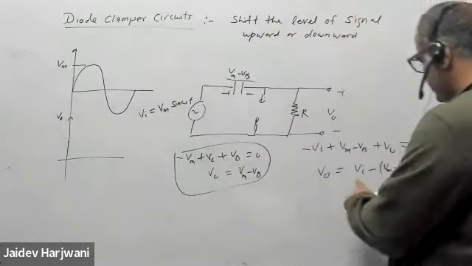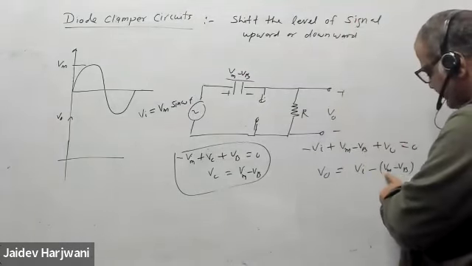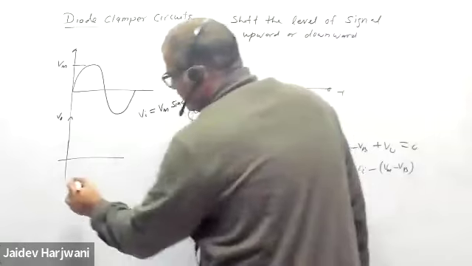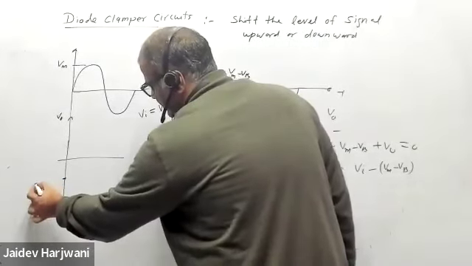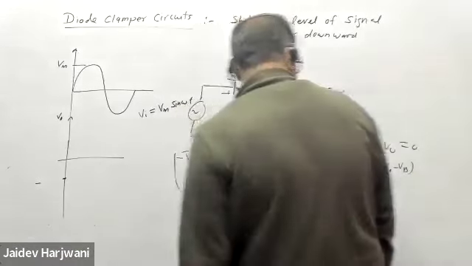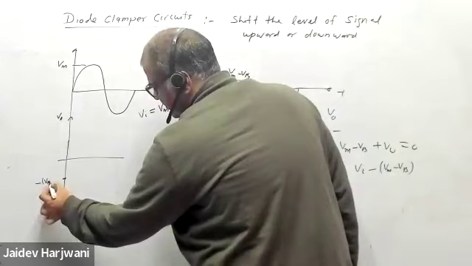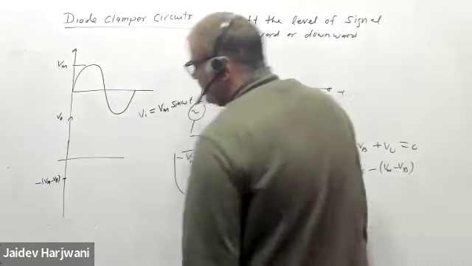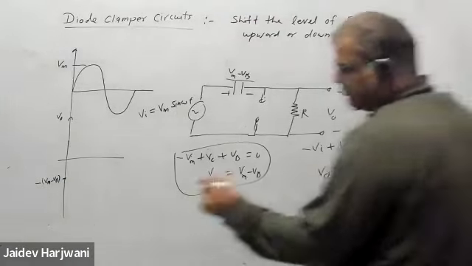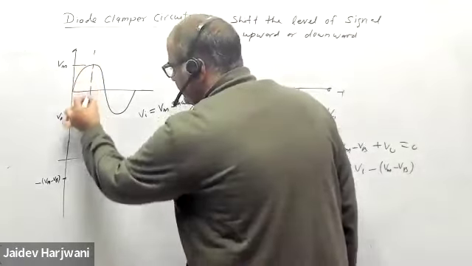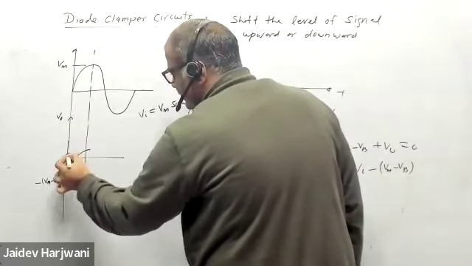Now put the values. Put V input as 0. If V input is 0, then the output will be minus Vm minus VB. It will be somewhere here, minus Vm minus VB. And when Vi is Vm, it will come to the positive VB. When the input is maximum, it will come to the positive VB.